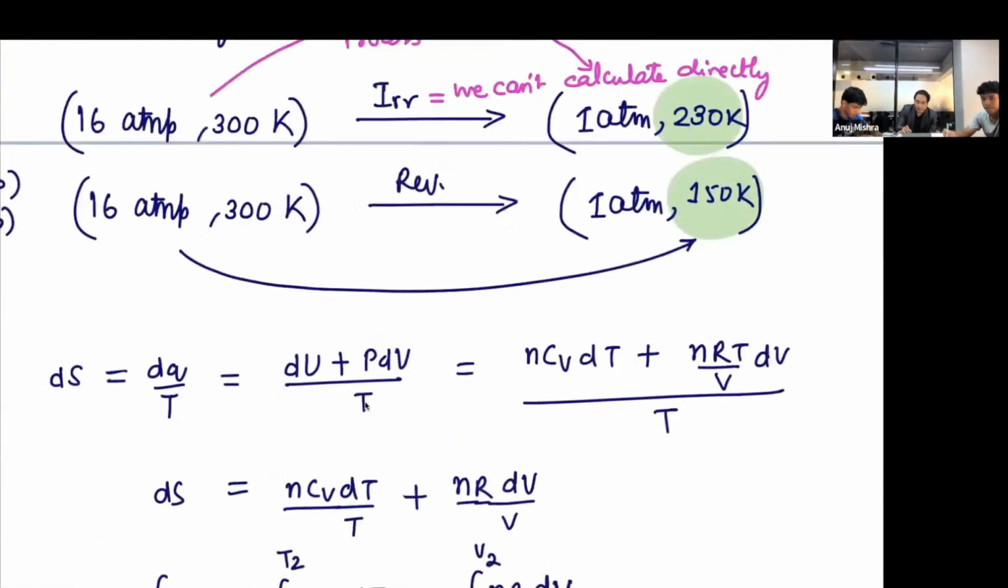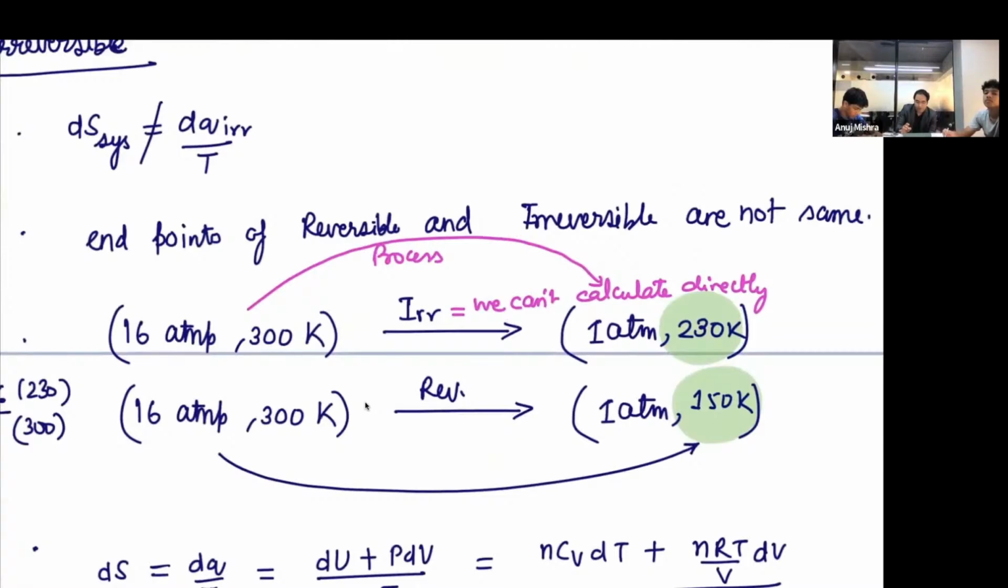Coming to the current question. Current question was, we are going from 16 atmosphere 300 Kelvin to 1 atmosphere 150 Kelvin. That was irreversible. Sorry, that was reversible. 16 atmosphere 300 Kelvin to 1 atmosphere 230 Kelvin. That was irreversible. So we were solving irreversible case. And for irreversible case, we are supposed to solve delta S system. So which formula will be applied?